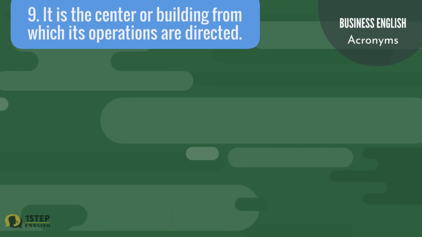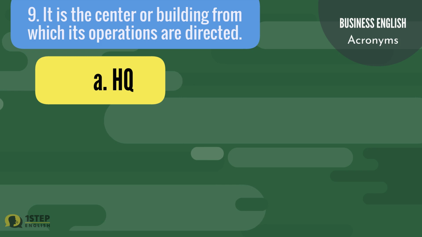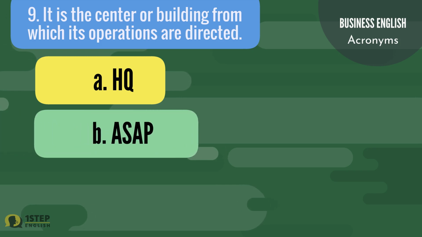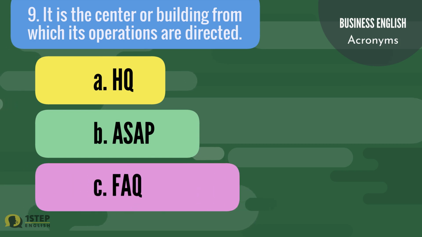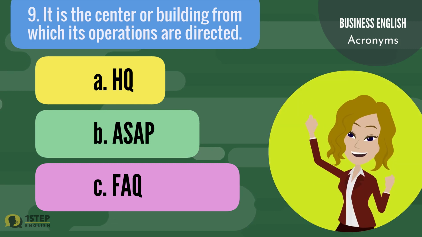Number 9. It is the center or building from which its operations are directed. Letter A. HQ. Letter B. ASAP. Letter C. FAQ. The correct answer is letter A. Headquarters.